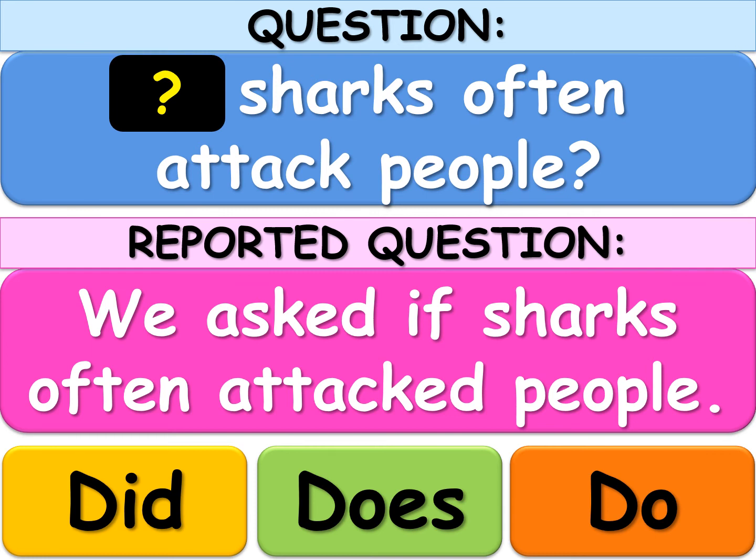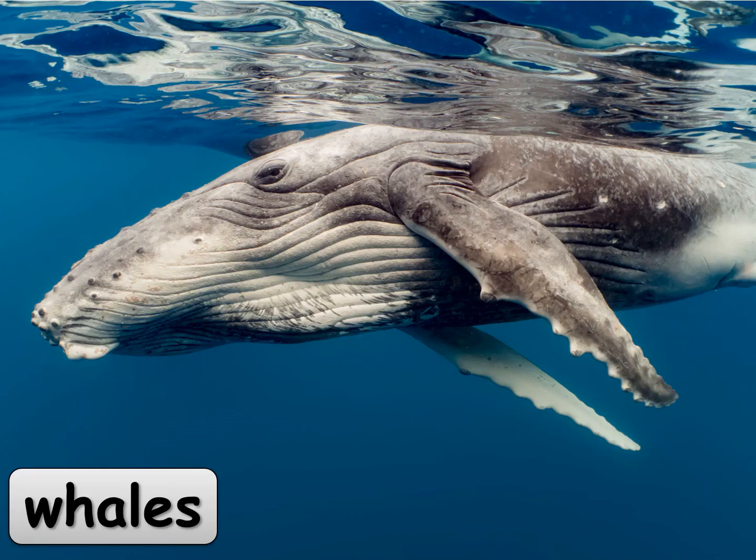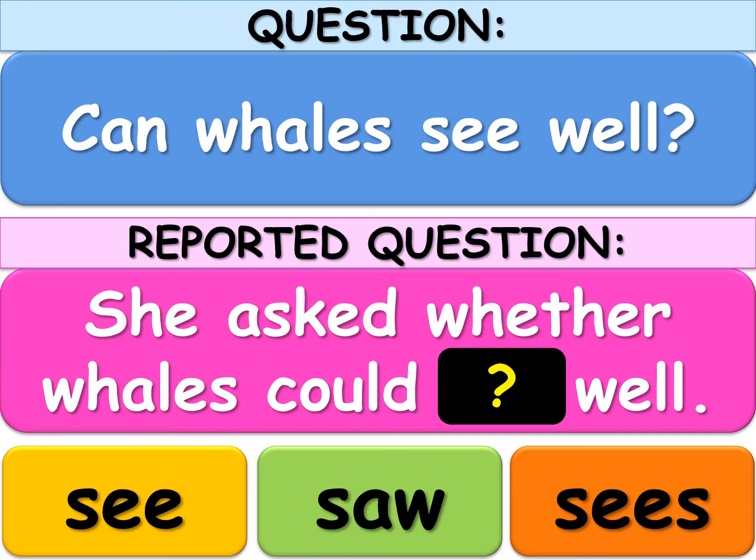The correct answer is do. Do sharks often attack people? Sharks is the plural, so we're not going to use does. Does is for singulars. So do sharks often attack people? We asked if sharks often attacked people. Now here's one about whales. Can whales see well? She asked whether whales could blank well. See, saw, or sees. What would you use to finish the reported question?